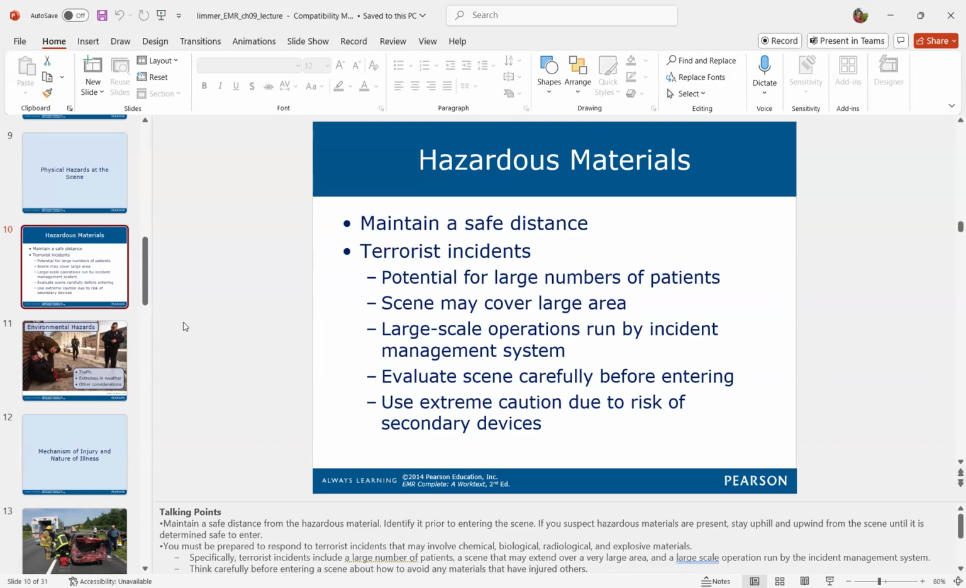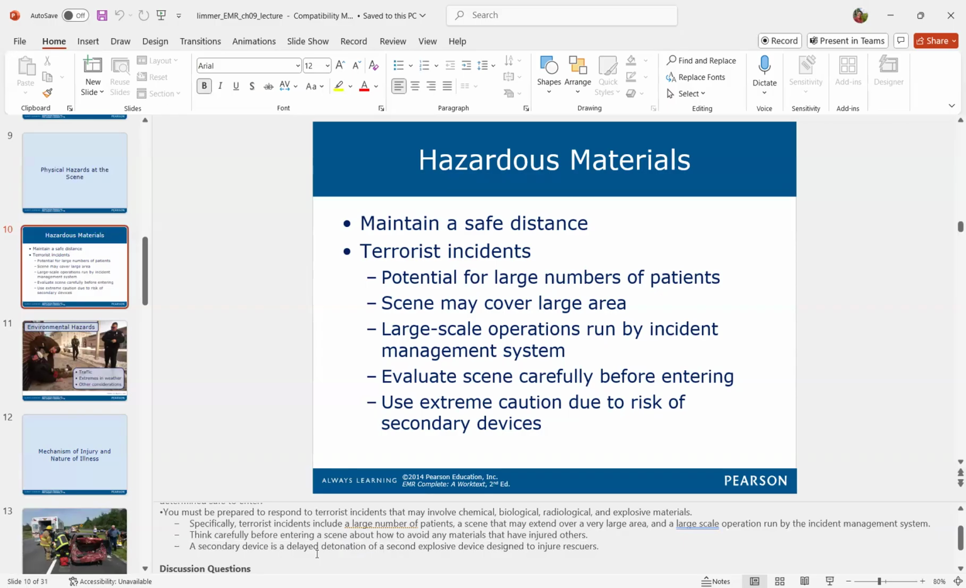But specifically, terrorist incidences include a large number of patients, a scene that may extend over a very large area, a large-scale operation run by incident command. So we want to think carefully before entering some scenes and about how to avoid any materials that have injured people.